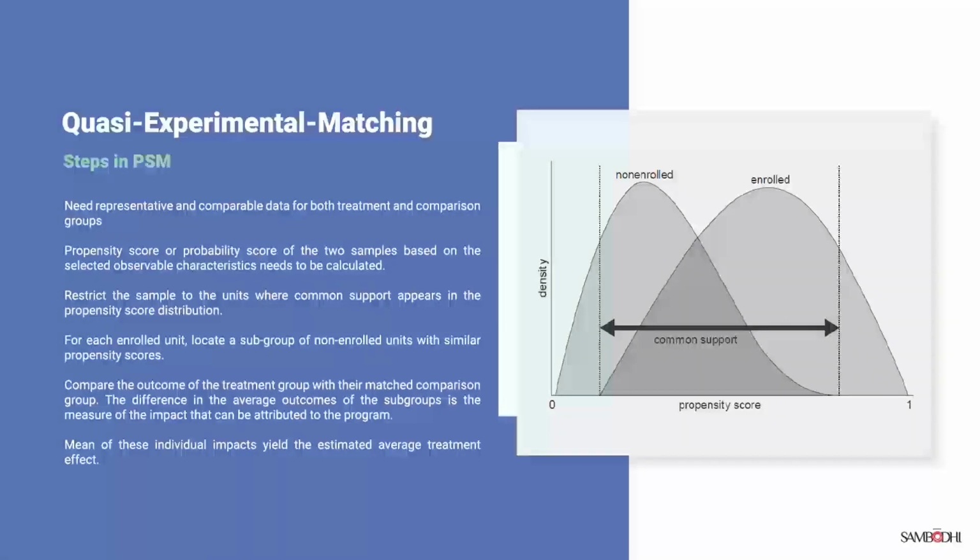When we compare the outcome of the treatment group with their matched comparison group, we will be able to find the difference in the average outcomes of the subgroups, and that is the measure of the impact that can be attributed to the program. The mean of these individual impacts yields the estimated average treatment effect.